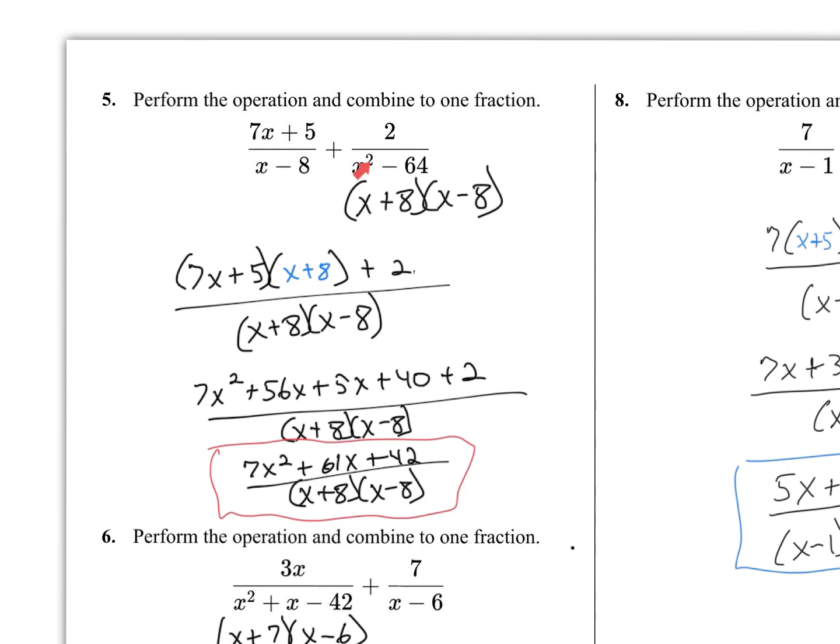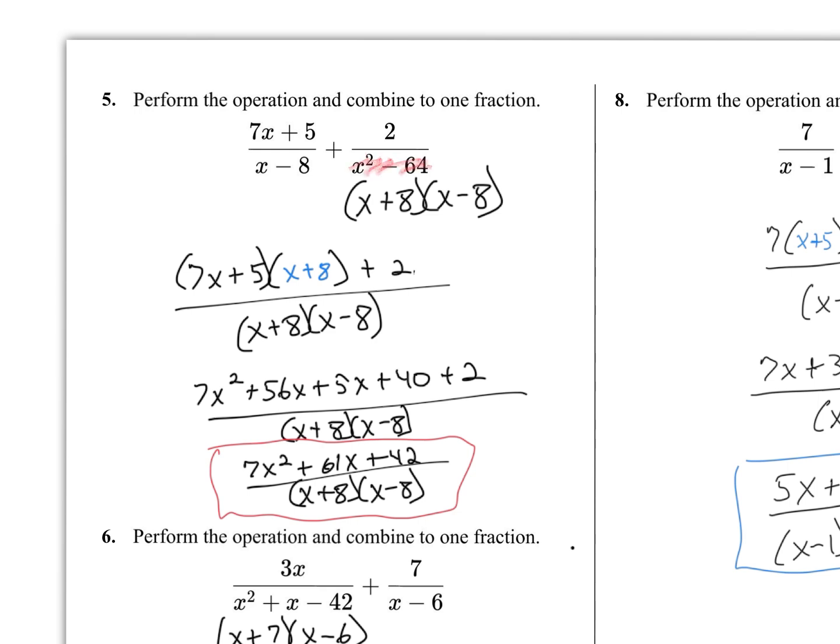In our denominator of our second fraction, it's 2 over x squared minus 64. I need you to immediately recognize that this is the difference of two squares. The square root of x squared is x, and the square root of 64 is 8. So we can factor this into x plus 8, x minus 8, so that we can then consider our common denominator. All right, so we're going to think of this part going away, okay?